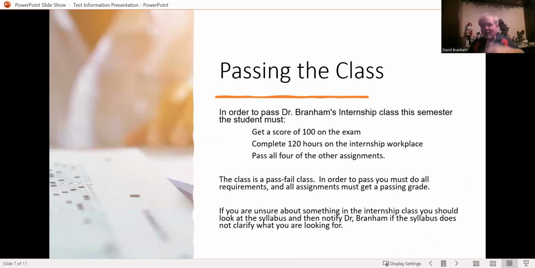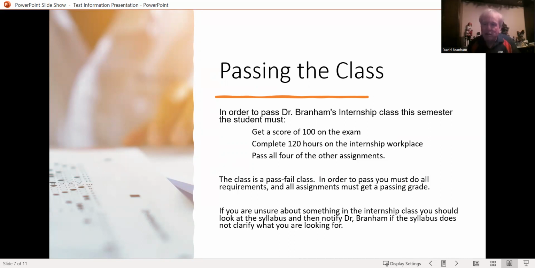So this is a class. I know it's internship focused, it's in the office focused and so forth, but it's a class for college credit. So it's important to understand what you have to do to pass this class. In order to pass this class, you have to, one, get a score of 100 on your exam. So watch closely on this presentation, because I'm giving you all the answers to the exam. Two, you have to complete 120 hours on your internship. If you don't complete 120 hours, no matter what you do, you cannot pass. So be sure to get all those hours.